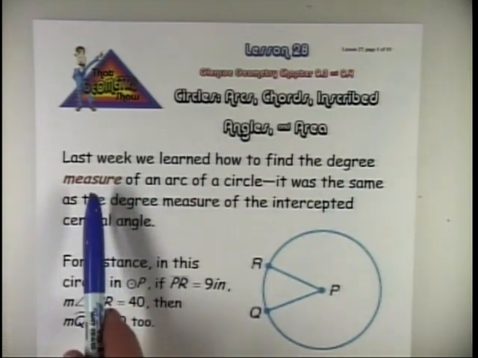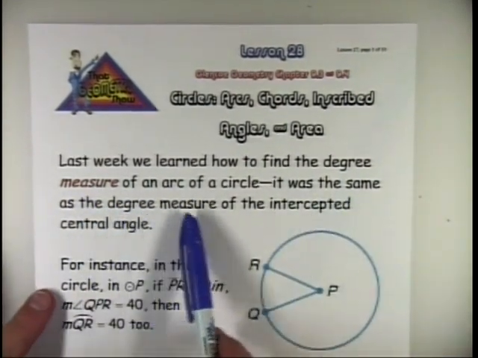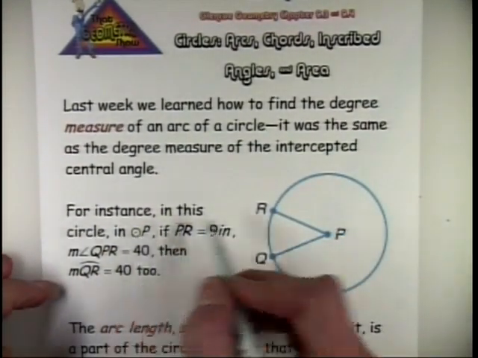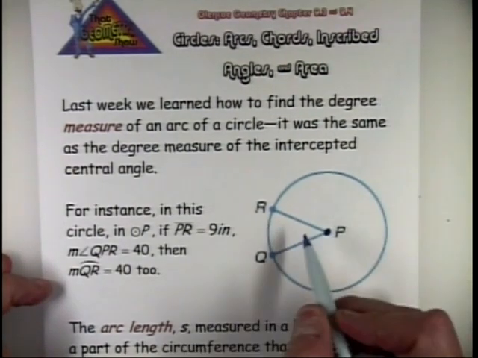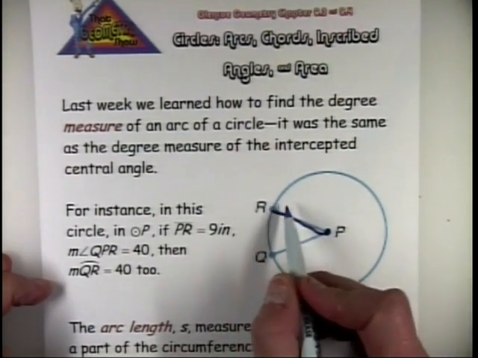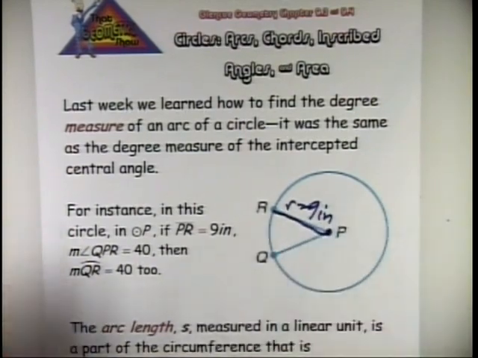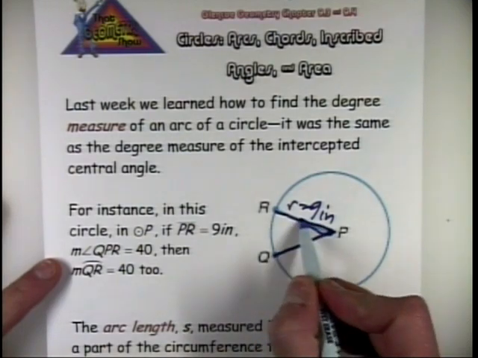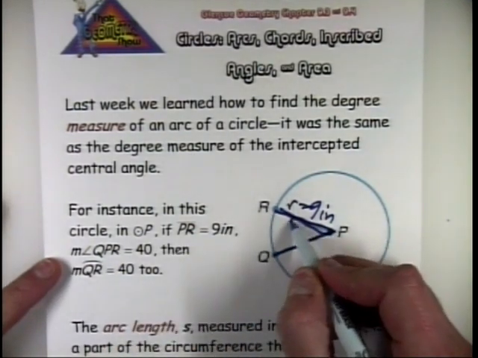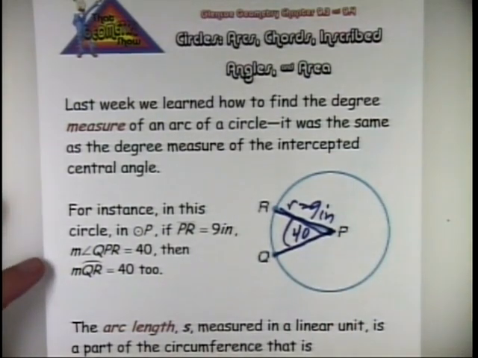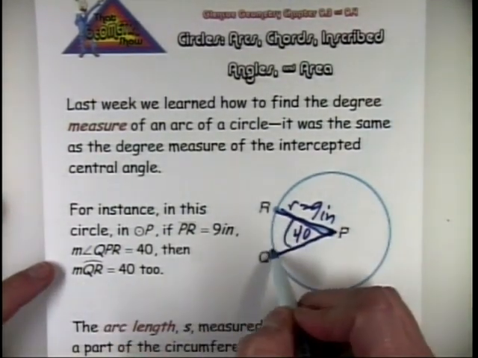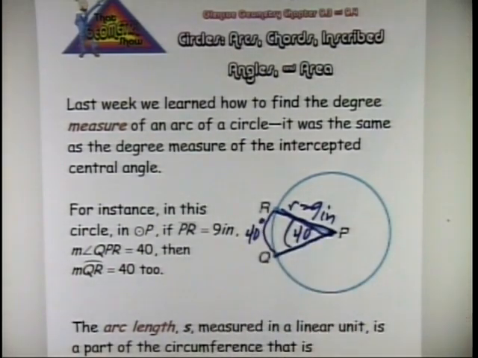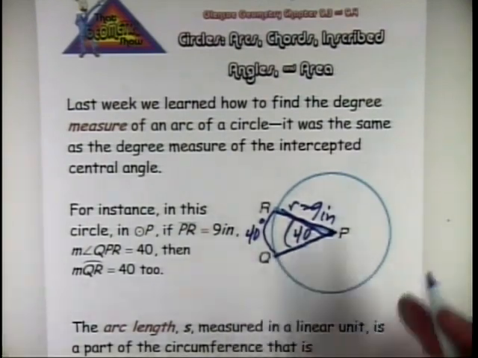But to review, the degree measure of an arc of a circle is the same as the degree measure of the intercepted central angle. For instance, in this circle P, there's the center. We know that segment PR, which is the radius, is 9 inches. And the measure of angle QPR, which is a 3-letter designation, we know is 40. Then we know also that the measure of arc QR is also 40 degrees. So the arc measure is the same as the intercepted central angle.